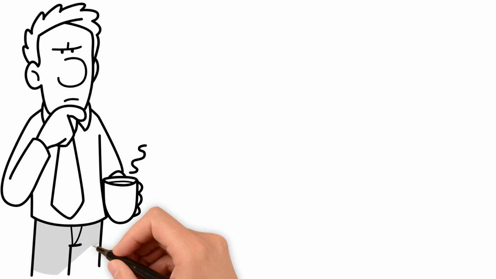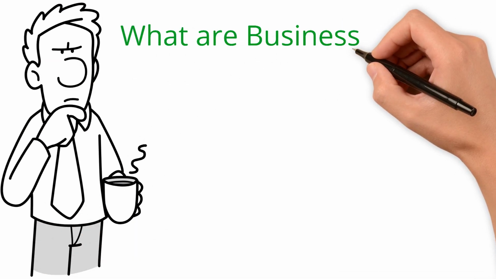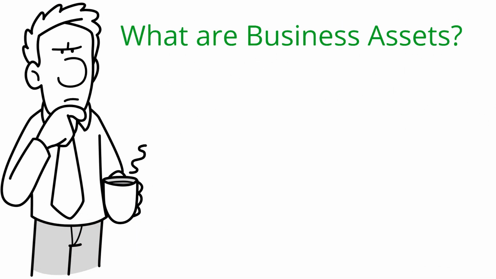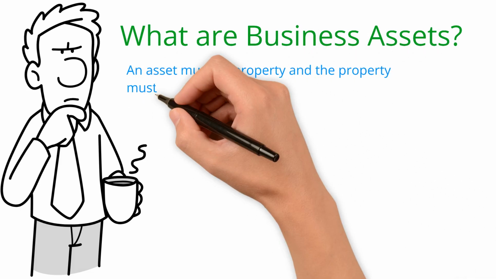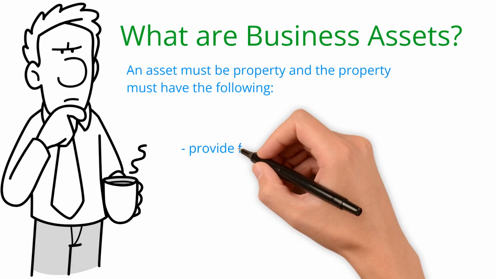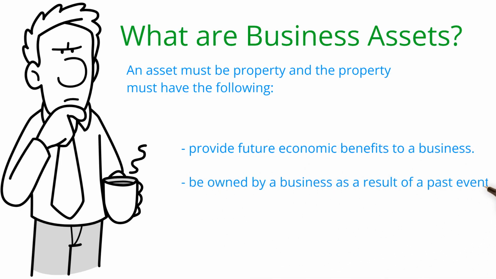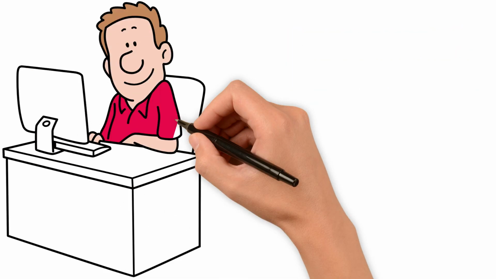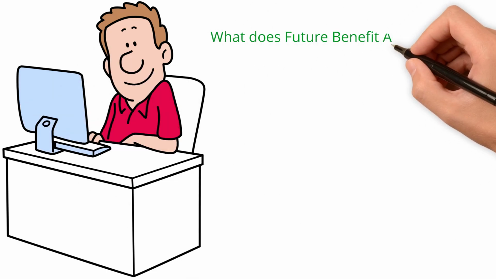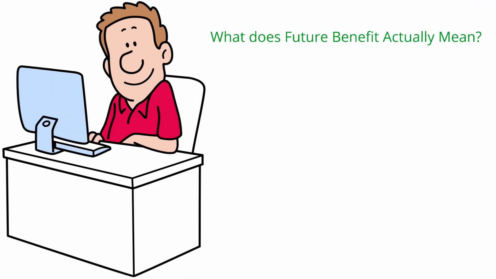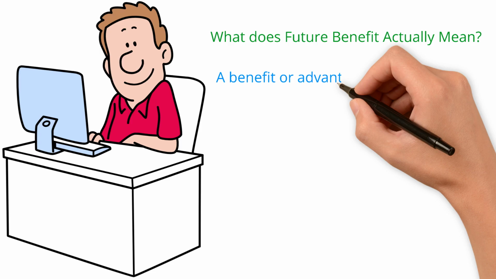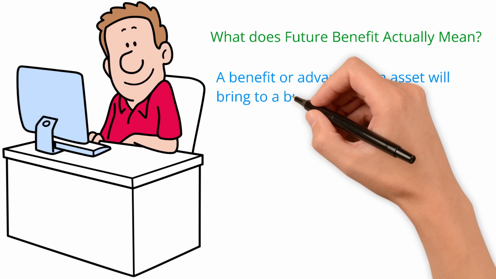What are business assets? An asset must be a property, and the property must have the following: provide future economic benefits to a business and be owned by a business as a result of a past event. What does future benefit actually mean? A benefit or an advantage an asset will bring to a business at any time in the future.